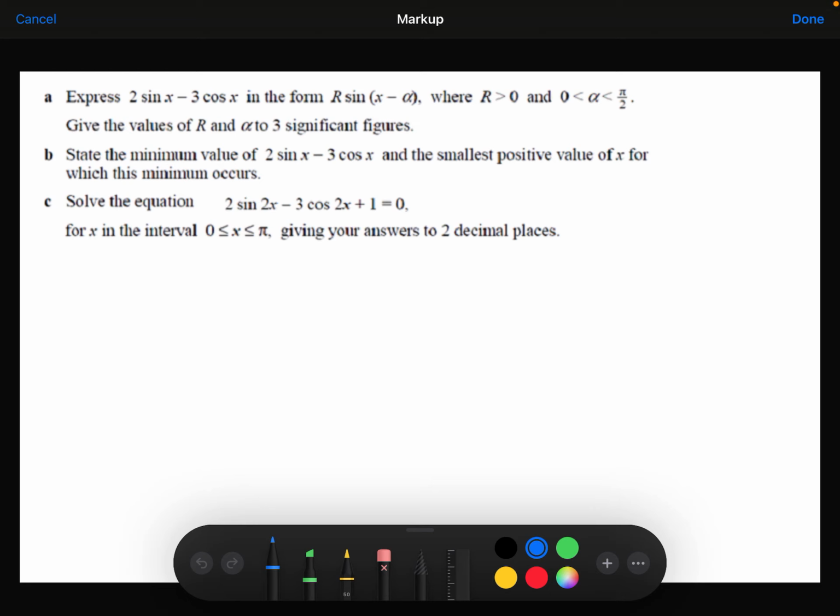Part A. Express 2 sine x minus 3 cos x in the form r sine (x minus alpha). So the first thing I'm going to do is expand the sine (x minus alpha) using the addition formula from the formula sheet. That's going to give me sine x cos alpha minus cos x sine alpha. And notice that all of that does need to be multiplied by r.